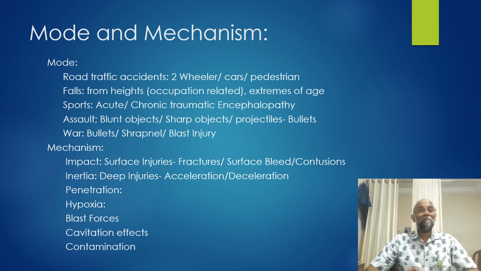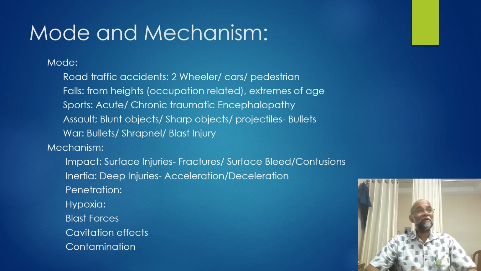What is the mechanism by which the brain is injured when the head is suffering from an injury? One is impact. The surface of the brain suffers a contusion, suffers a bruise, suffers a bleed because of impact. Impact can produce fractures, it can produce surface bleeds, and it can produce contusions.